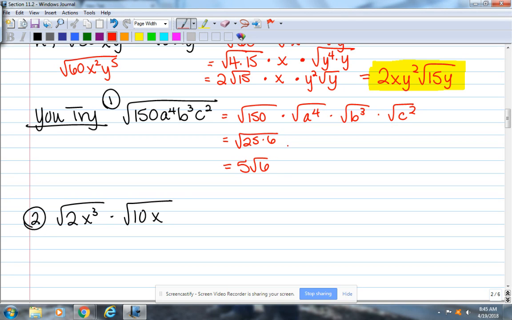Is a to the 4th a perfect square? What's the square root of a to the 4th then? A squared, drag it down. Is b to the 3rd a perfect square? No, so what do you have to do to b to the 3rd? B squared times b, and what's the square root of b squared? So did y'all get b radical b for the b's? And is c squared a perfect square? Yeah, what's the square root of c squared? So you drug that down. And now you just write down all your outsides in the outside and all your insides in the inside. So what all goes outside?